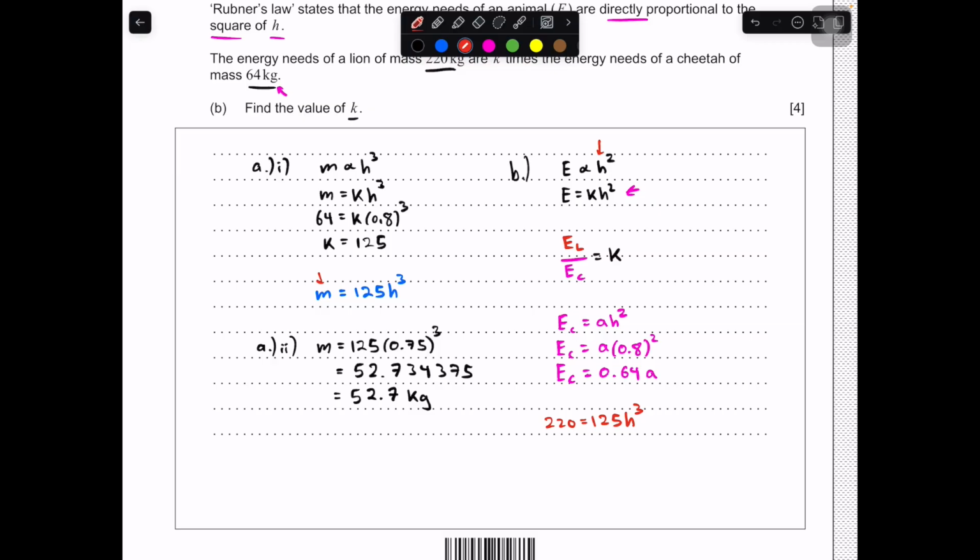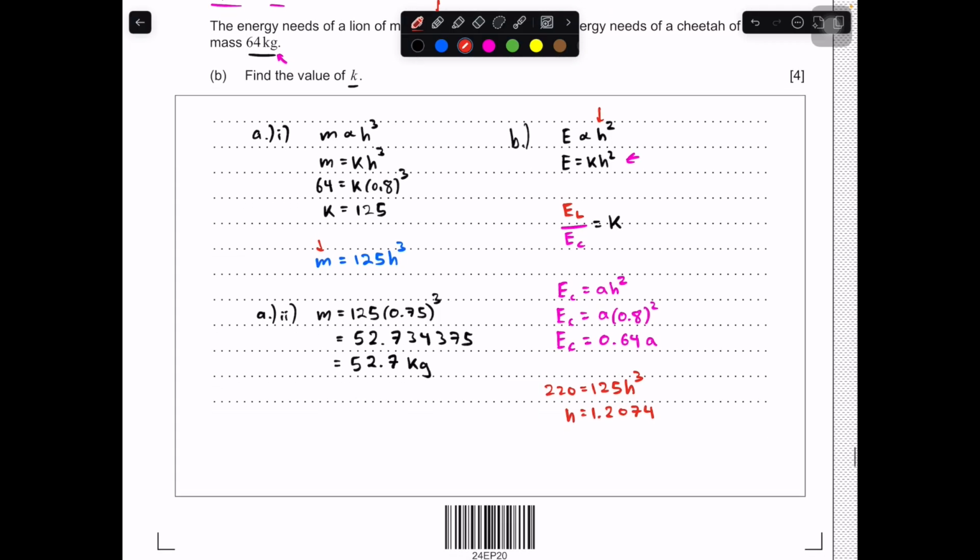220 divided by 125, and then we can take the cube of that value. And so the height of this line is going to be equal to 1.2074. I'm going to keep a few more significant figures, just because we're not yet at the end of the question, and by and large we want to keep as many sig figs as possible until we're finished. So we have the height of this line, 1.2074, or thereabouts.